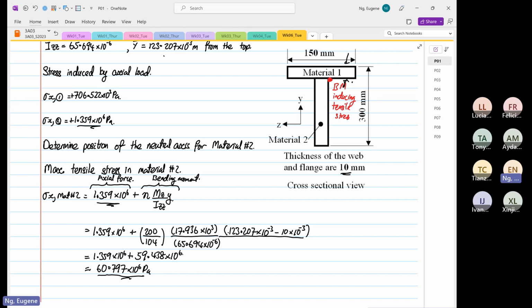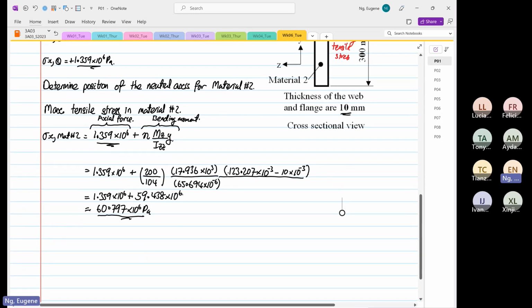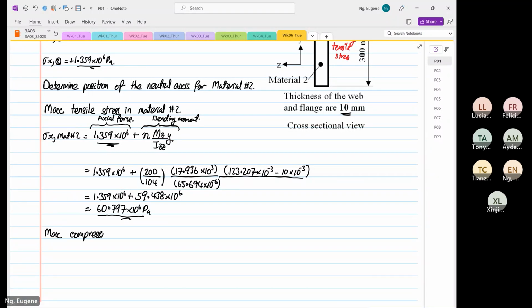60.797. So next, we still have to determine the maximum compressive stress in material 1 and material 2.